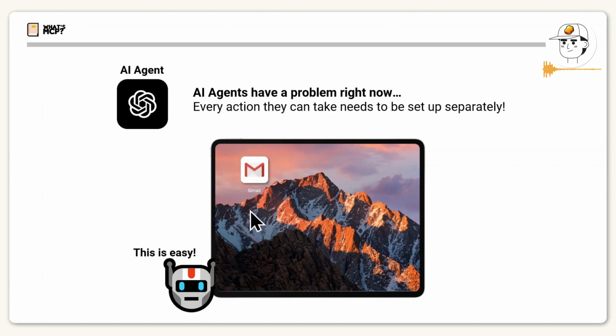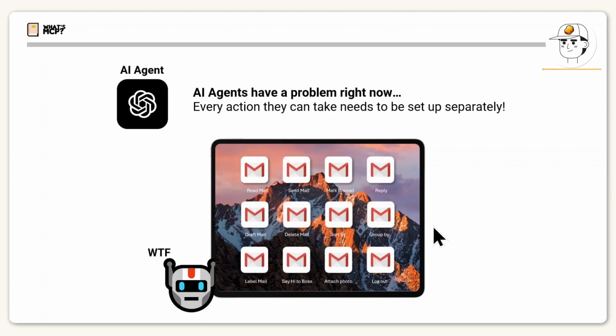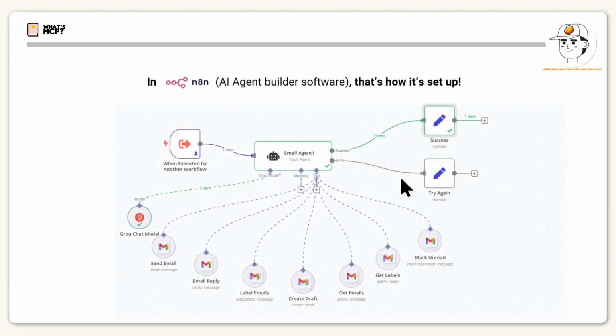your computer, right? But the problem right now is each and every action that they can take, there is a separate app for it. So imagine if in your own computer, you need to open up a separate app to be able to read mails, to be able to send mails, and so on and so forth. It would be quite confusing, and so it would be for your AI agent as well, which is obviously not ideal. But the thing is, that is actually how it's set up right now.